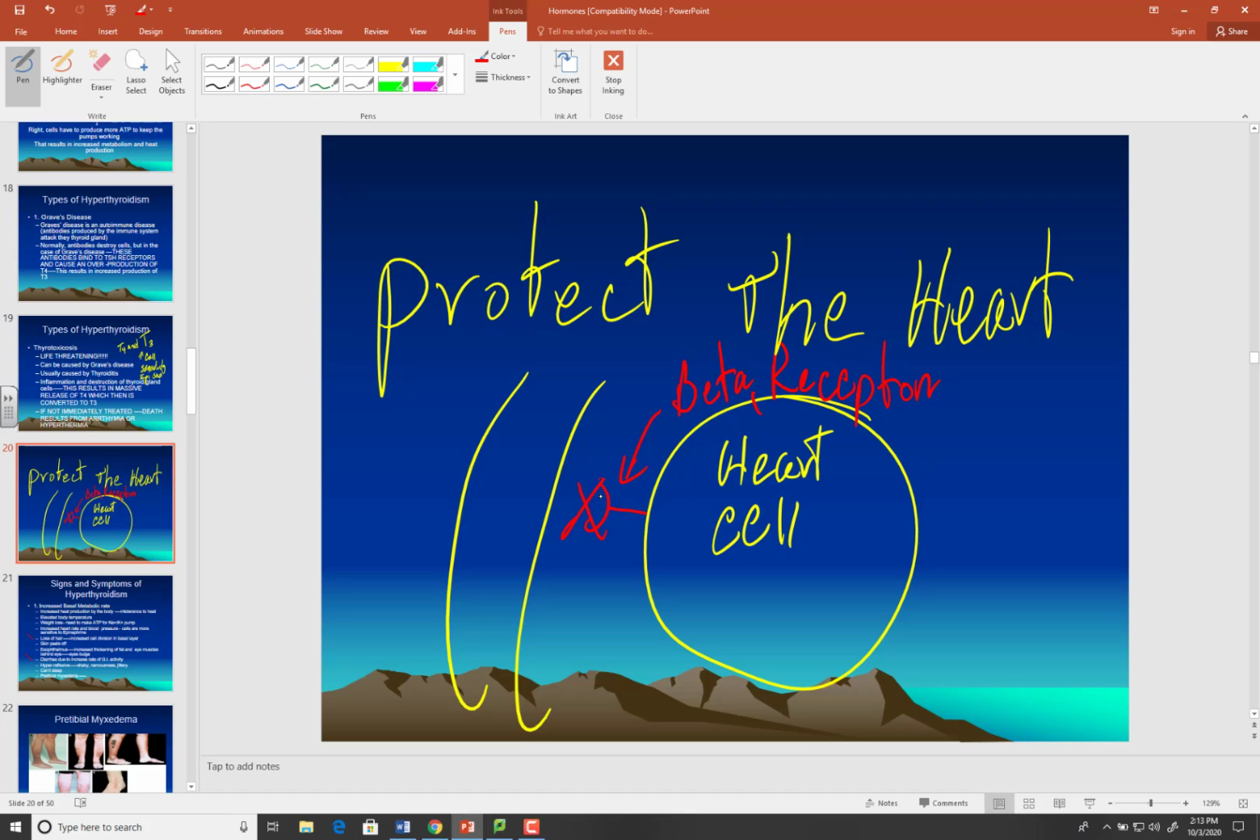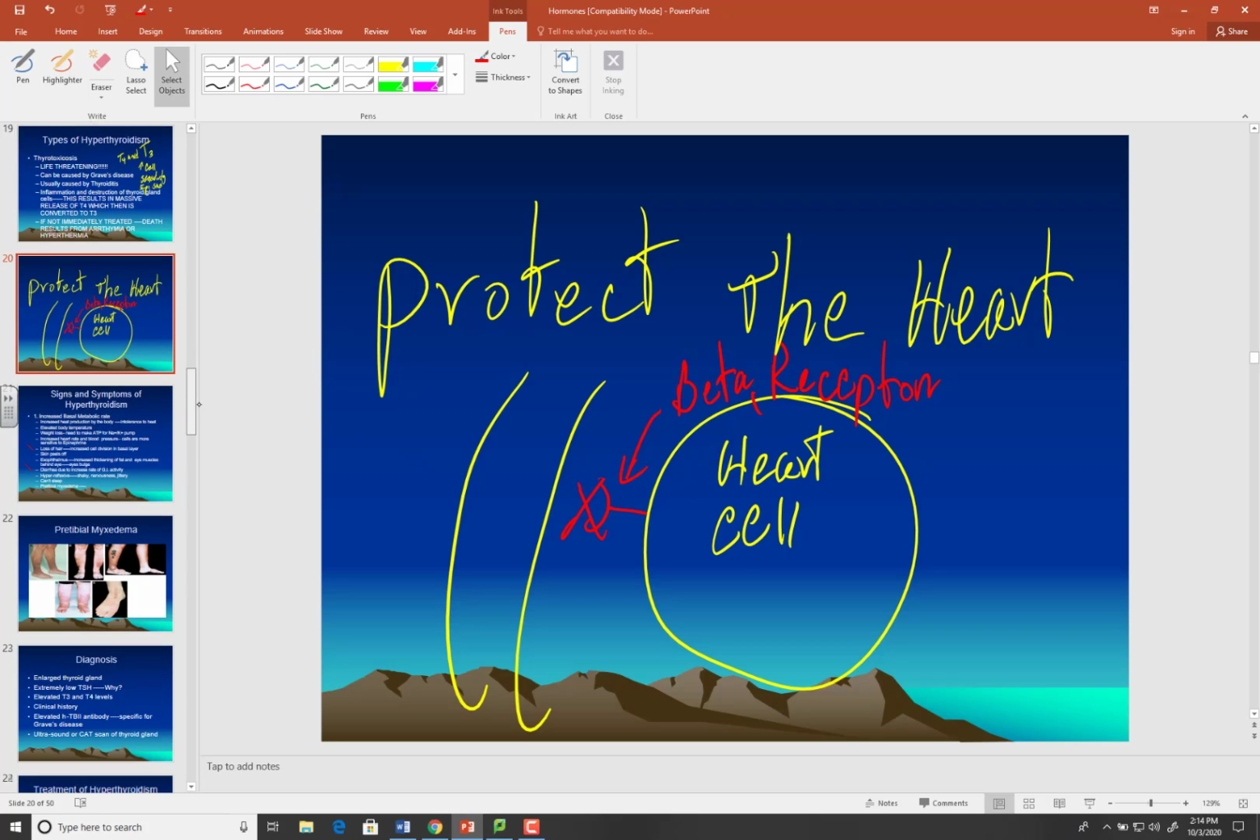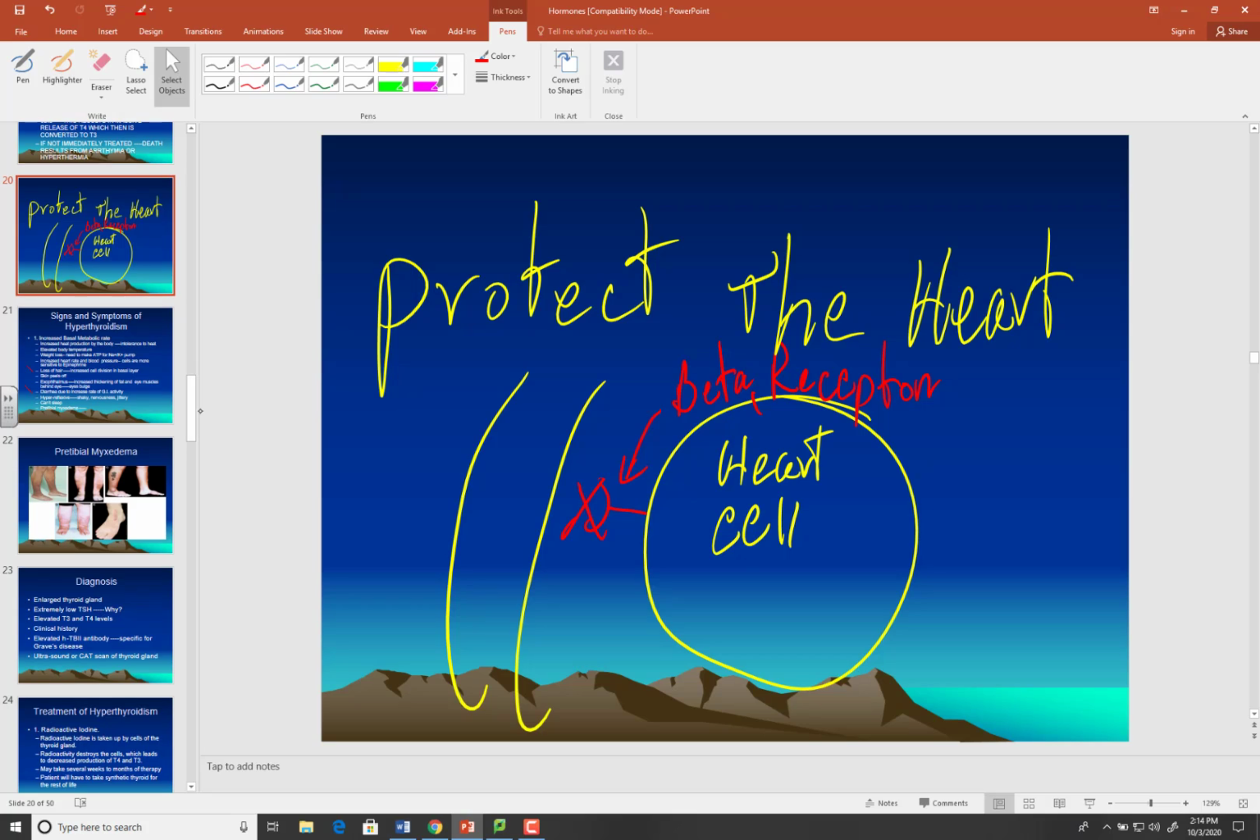So the first thing that needs to happen upon diagnosing someone with Graves' disease is to make sure that you protect the heart, and they are placed on beta blockers. And that will reduce the heart rate and the force of contraction of the heart, and therefore blood pressure, right?